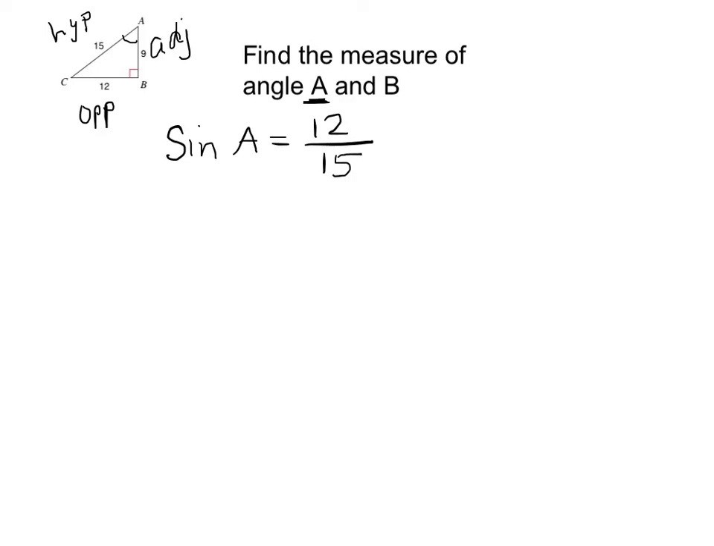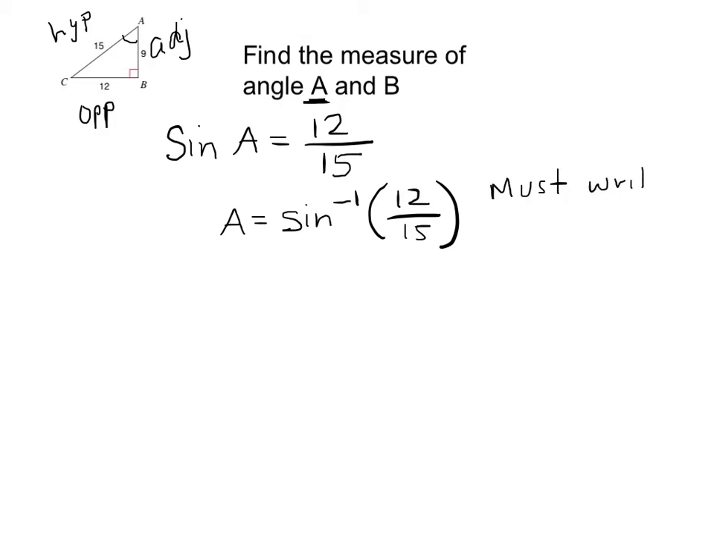Now, think of sine as an operation. So what we have to do is do the inverse sine. Unfortunately, we're not going to do it to both sides. This is one time we will not do it to both sides. We're only going to write, and you must write this step, we're only going to write it on one side that you're doing the inverse. Okay. Now, keep in mind for your calculator, you need to make sure it's in degrees.